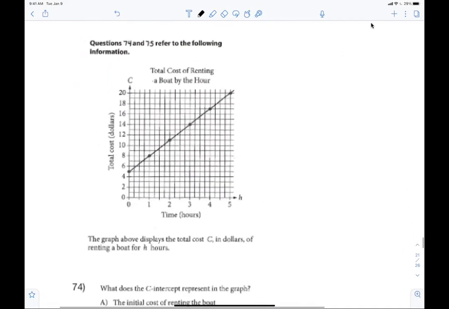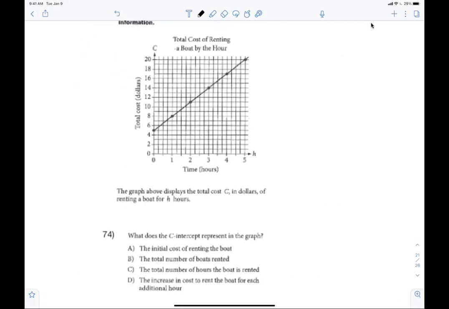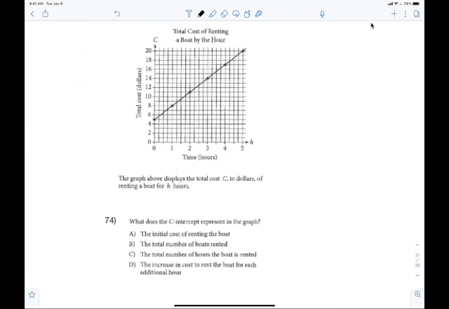All right, here we go. Now, again, this is just reviewing all the information that you should know. The y values represent the what? The cost. And the x represents the what? The hours. Everybody needs to make sure that when you're looking at the graphs, you look at the y-axis and the x-axis. That gives you a lot of information.